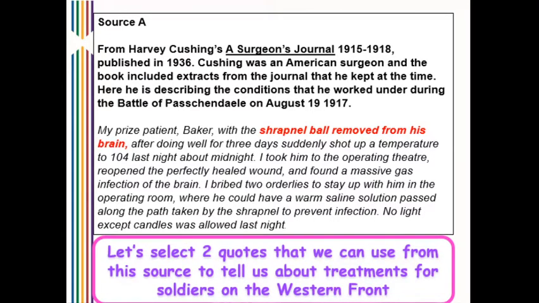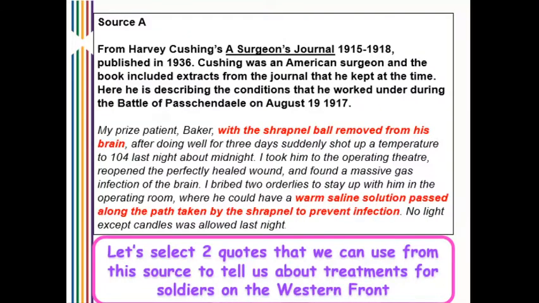Here is the first quote that I've selected: the shrapnel ball removed from his brain. That is telling us about how that injury was treated, how the shrapnel in his brain was treated. See if you can identify the second one. Was yours the same as mine? Here's the second one: a warm saline solution passed along the path taken by the shrapnel to prevent infection. Again, it's telling us how infections are being treated.